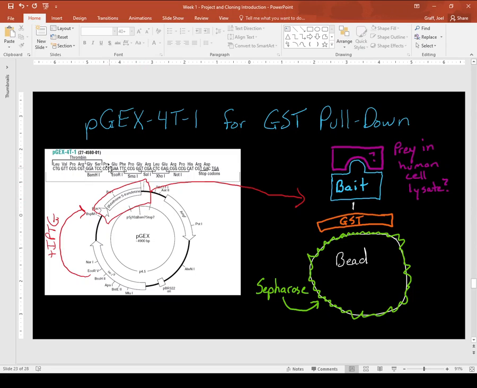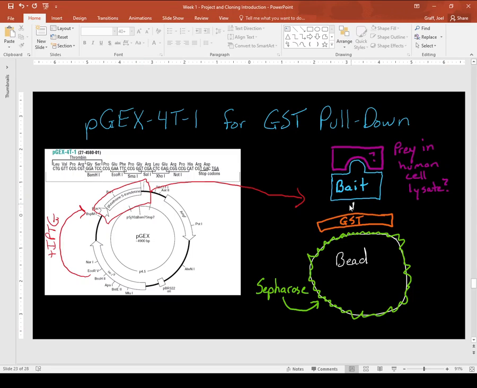And if you clone your gene of interest into this plasmid, we use EcoRI and XhoI, or excuse me, EcoRI and NotI, and you can see that you go from making the GST protein, you make a short sequence that has a cleavage site for thrombin if you need it, and then it has your gene of interest.